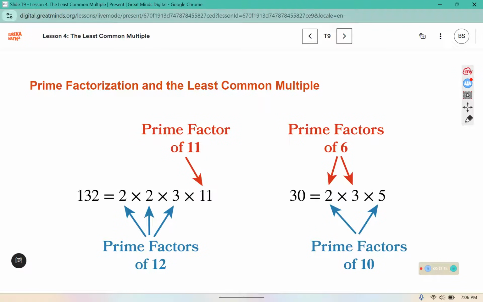So you can see here the prime factors of 11, the prime factors of 12, prime factors of 10, and 6. But this 2 is in both 6 and 10, so we only need to write it down one time.